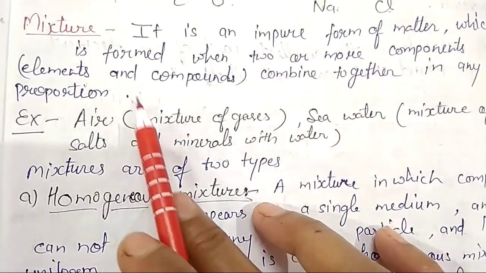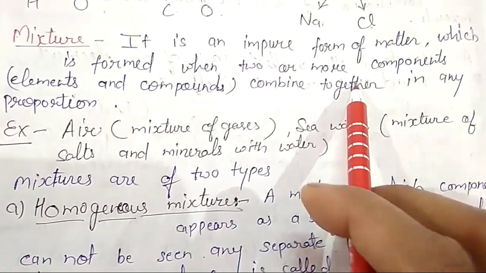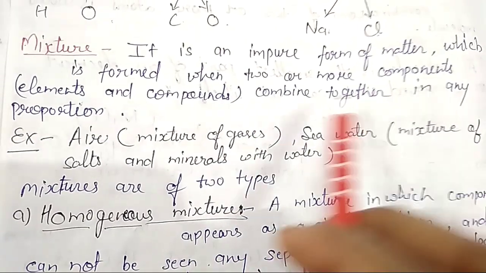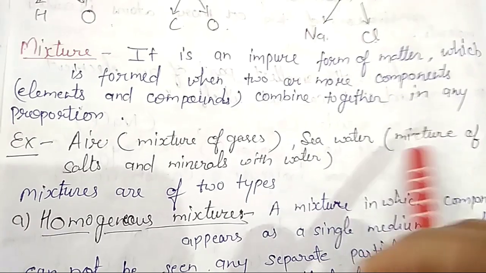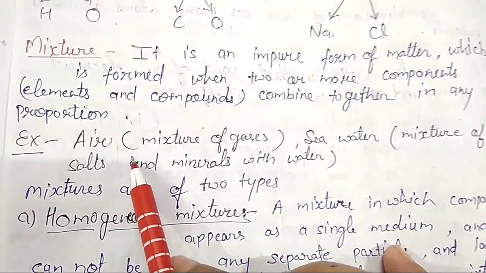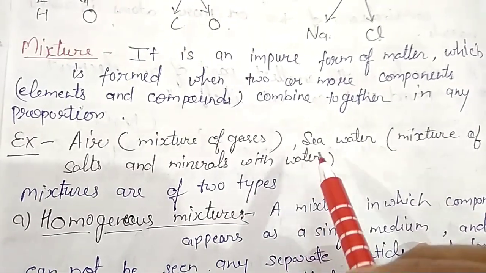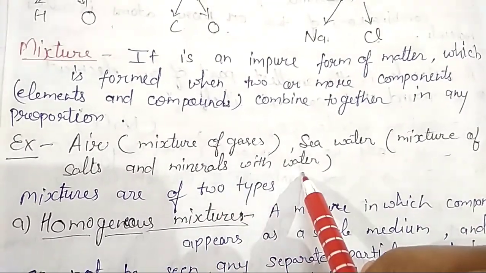Our next topic is mixture. It is an impure form of matter which is formed when 2 or more components, which can be elements or compounds, are combined together in any proportion. An example is air. It is a mixture of different types of gases. Seawater is a mixture of salts and minerals with water.